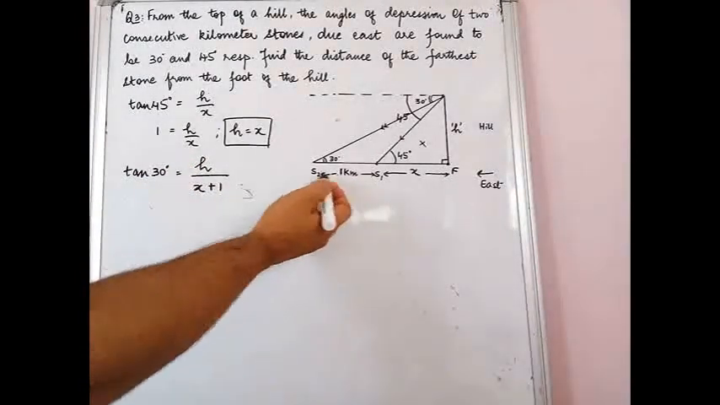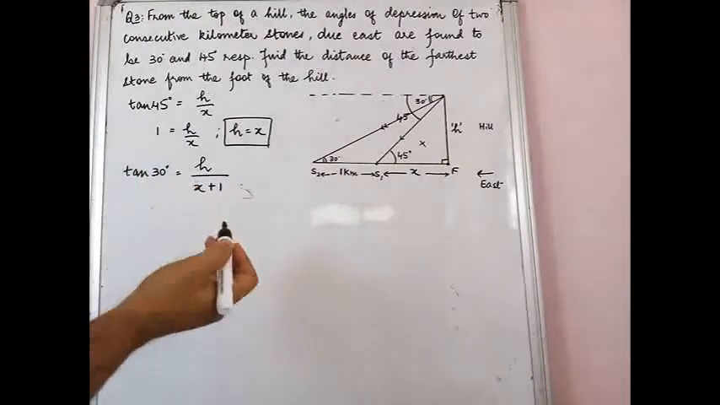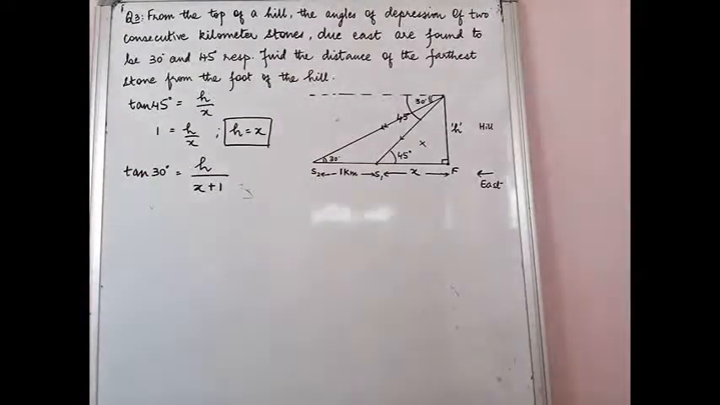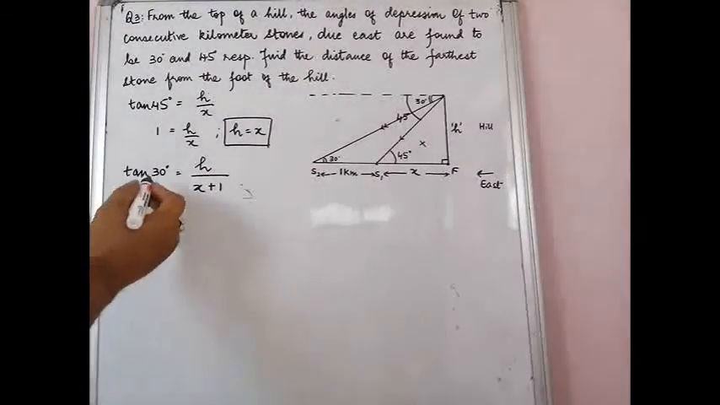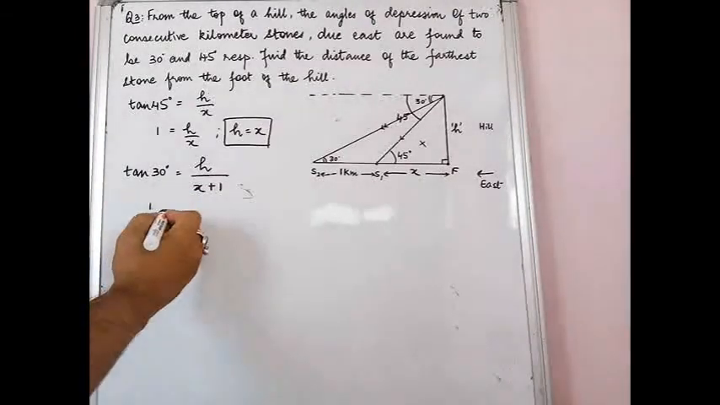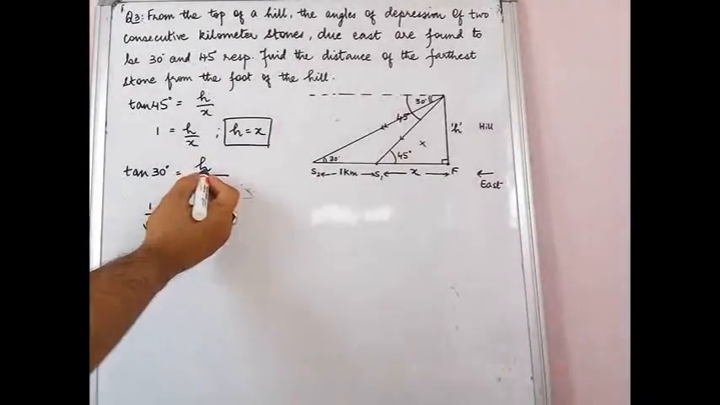So if this 1 is in kilometer, that means we will assume that x value and h value will also come out to be in kilometers. Okay, if you want, you can later on convert that into meters. Okay, what is tan 30 degree? Tan 30 degree is 1 upon root 3, is equal to h.